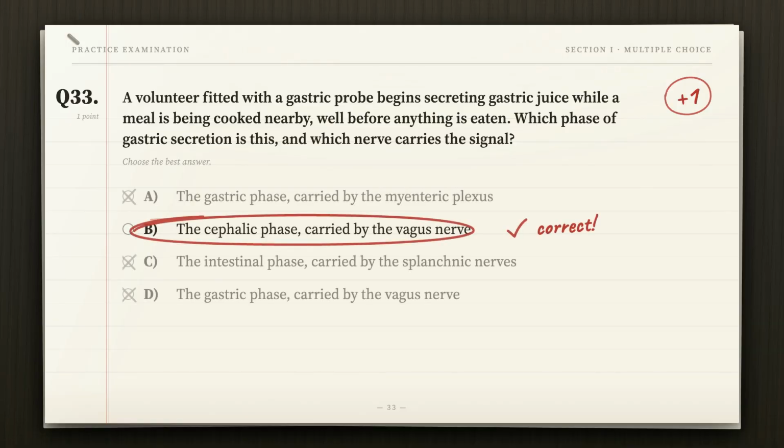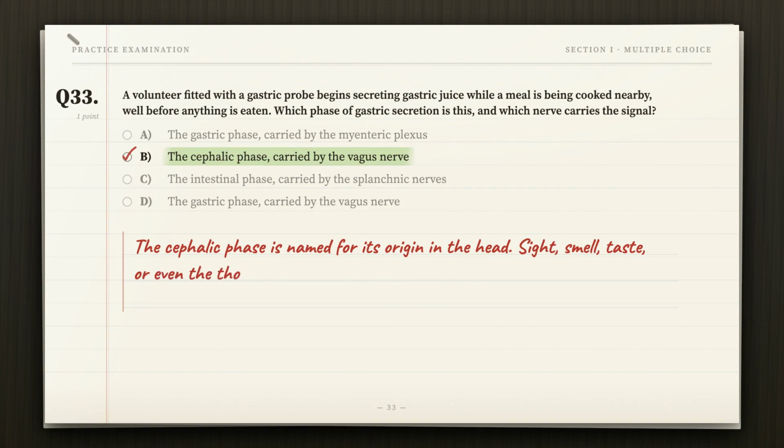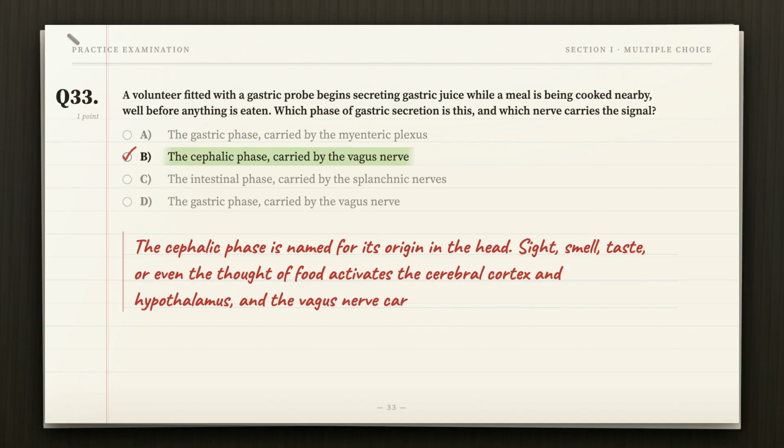The correct answer is B. The cephalic phase, carried by the vagus nerve. B is correct because the cephalic phase is named for its origin in the head. Sight, smell, taste, or even the thought of food activates the cerebral cortex and hypothalamus, and the vagus nerve carries that parasympathetic signal to the gastric glands, priming the stomach before food arrives.